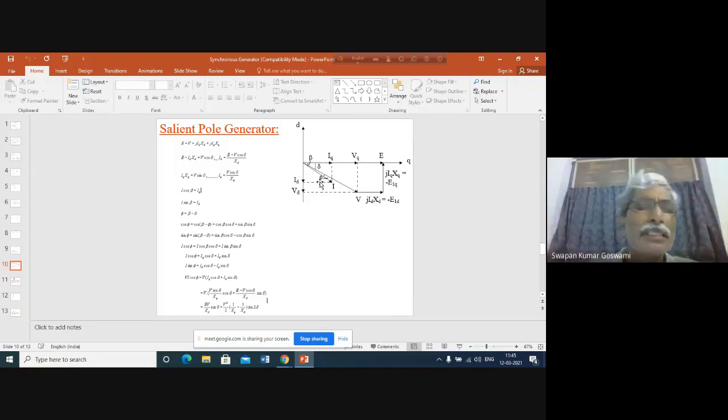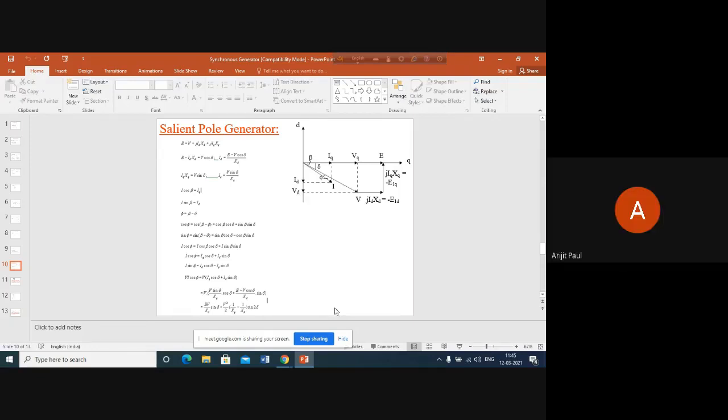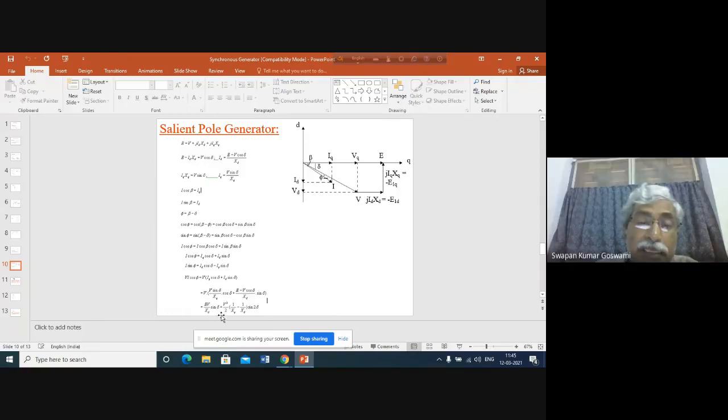Or can you extend the same analysis as we have done for cylindrical rotor machine to explain the operation of salient pole machine also? That we want to see. So let us now see how much is the similarity, how much is the dissimilarity. Which part is similar? EV by XD sine delta.